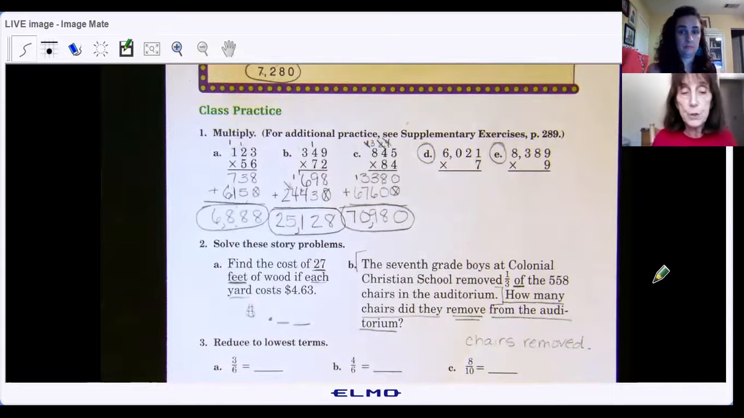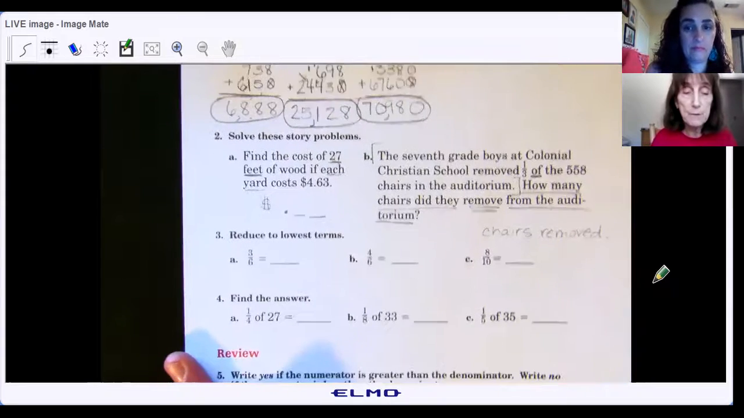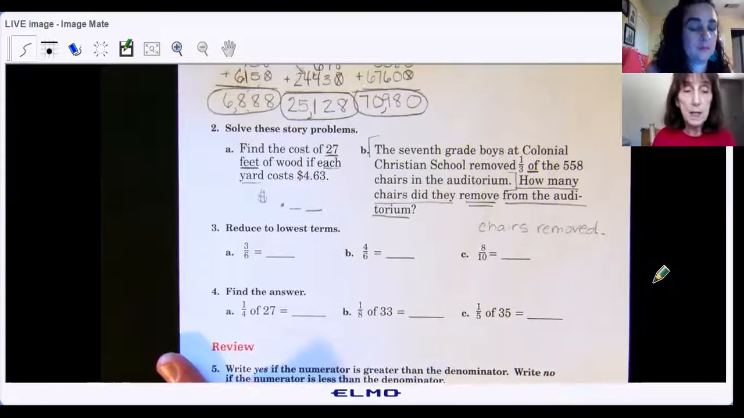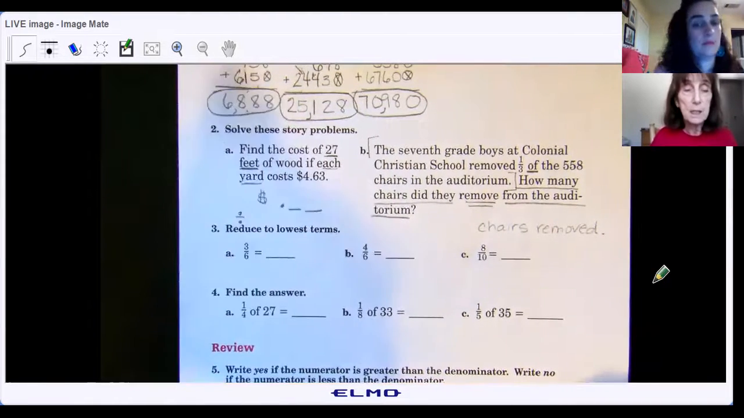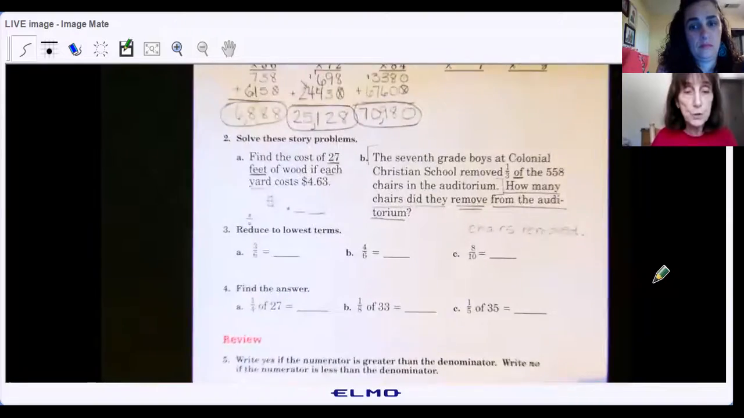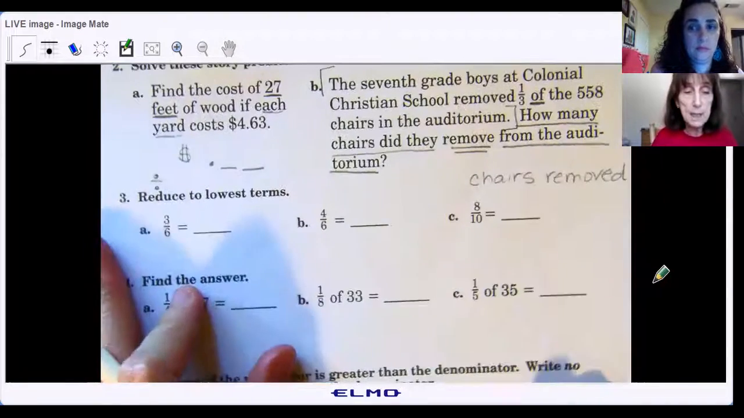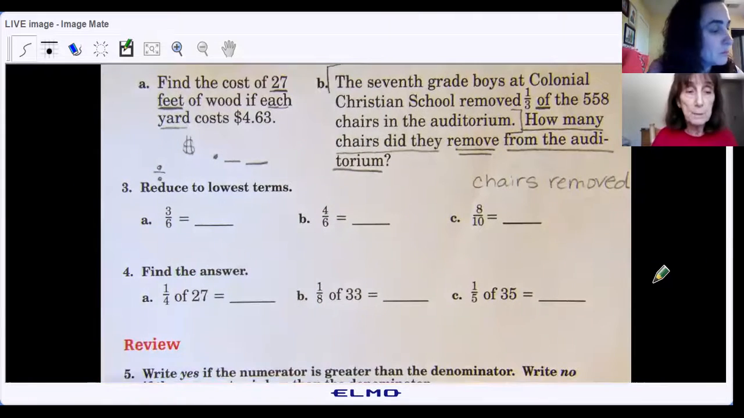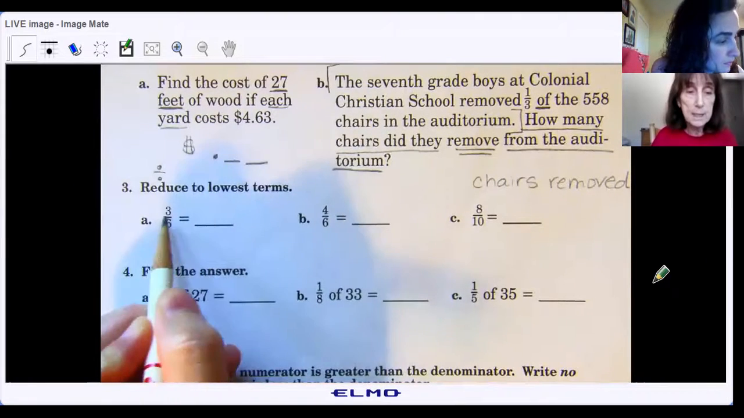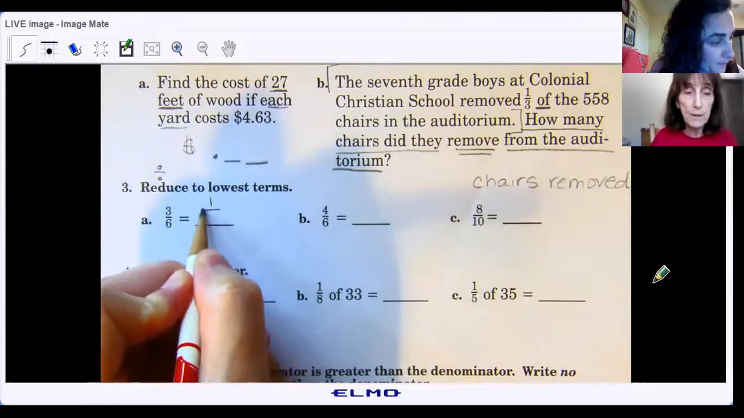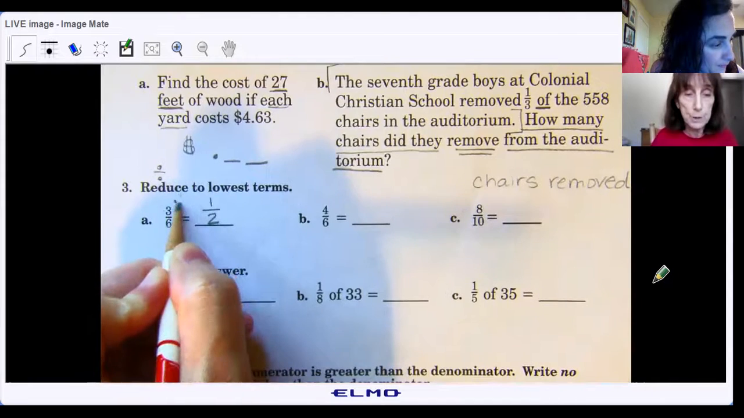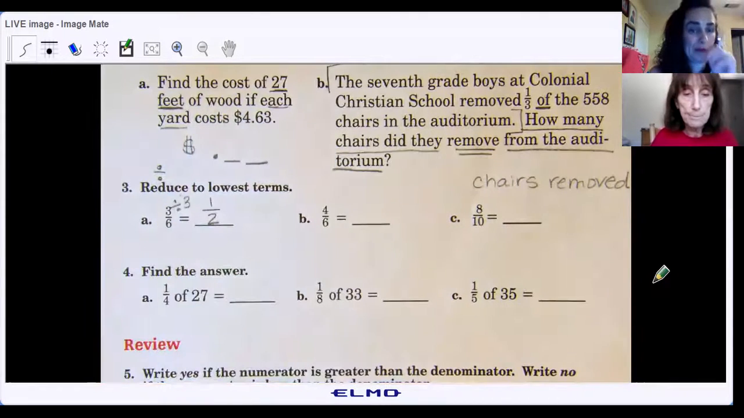Okay, the next one we're going to reduce to lowest terms. When we reduce, we divide. We have to find the biggest number that will divide into 3 and into 6 evenly. If you can't think of one, always try the numerator. In this case, let's see if it works. 3 divided by 3 is 1, and 6 divided by 3 is 2. So your answer is 1/2, and that's in the lowest terms. Okay, I'm not going to do the rest, you're going to do them.